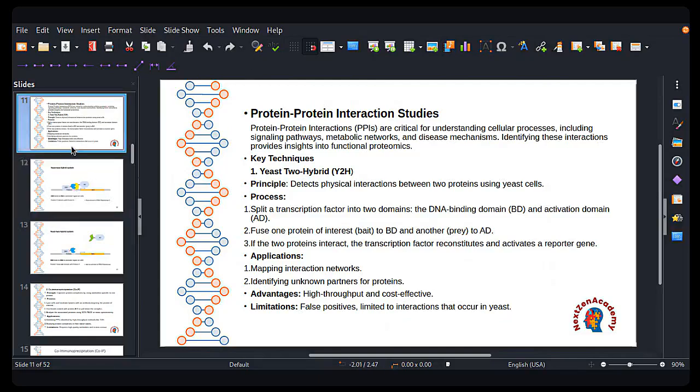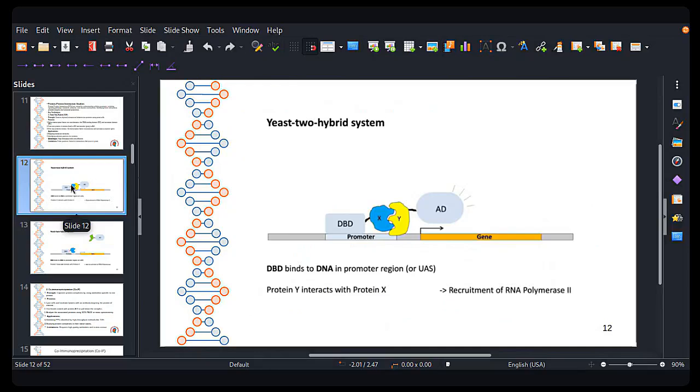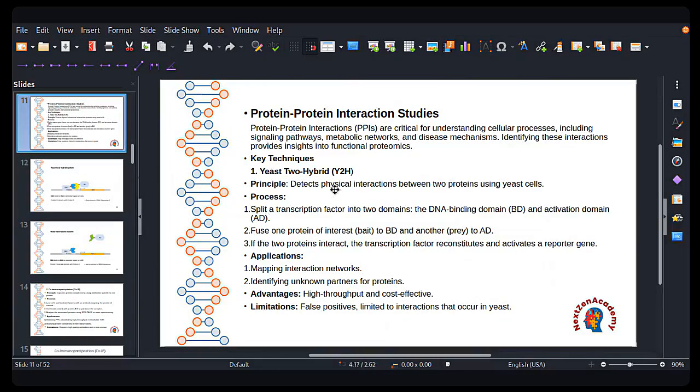Firstly, I want to show you the diagrams. In this technique, just focus on the principle. It detects physical interaction between two proteins using yeast cells. We will use two types of binding domains. The process splits the transcription factor into two domains: one is the DNA binding domain and the second one is the activation domain. Then fuse one protein of interest to the binding domain as bait and another as prey to the activation domain. Now if the two proteins interact, the transcription factor reconstitutes and activates a reporter gene.